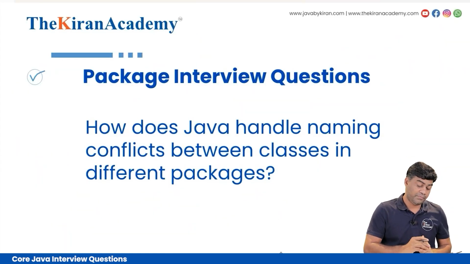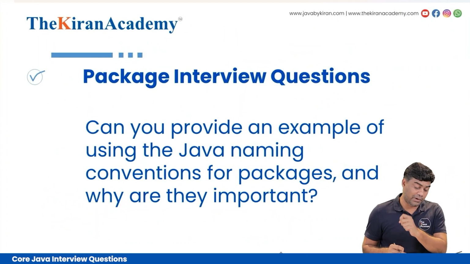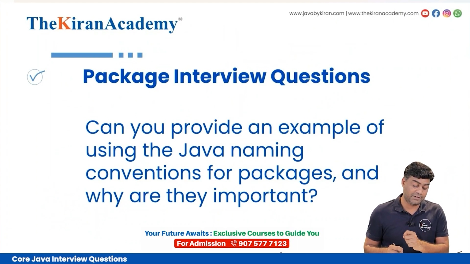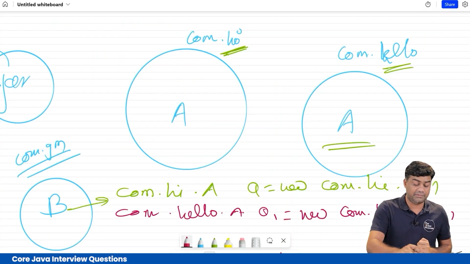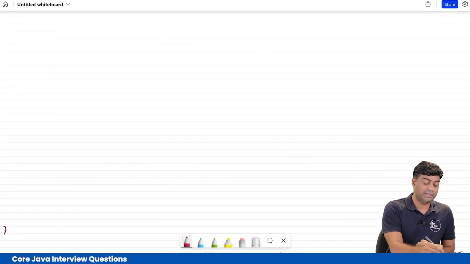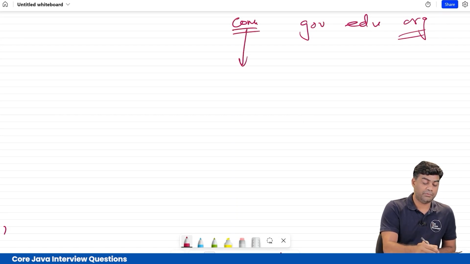Coming to the next question. Can you provide an example of using Java naming conventions for packages and why are they important? Yes, there is a standard, which I already told you, but in short I will tell you again. Firstly we write com, or maybe edu for an educational website, or org if it is open source. Com means commercial. Then we mostly write the company name.